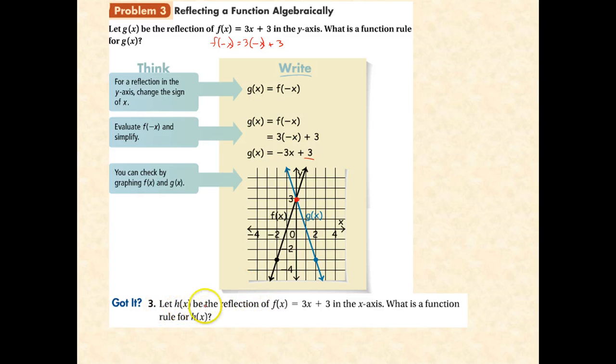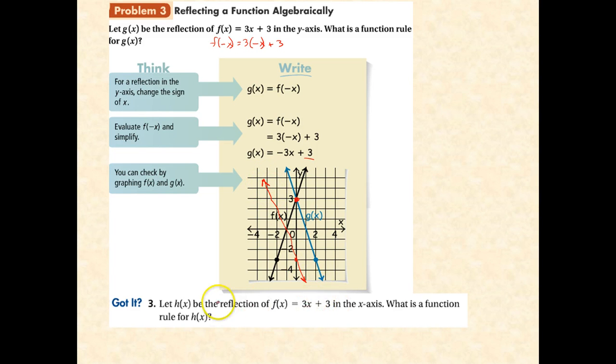Okay, so let h of x be the reflection of f of x equals 3x plus 3 in the x-axis. So this is 3x plus 3, this black one. If we reflect it in the x-axis, it's going to look like this. And again, who needs a ruler when you can draw straight lines like this?